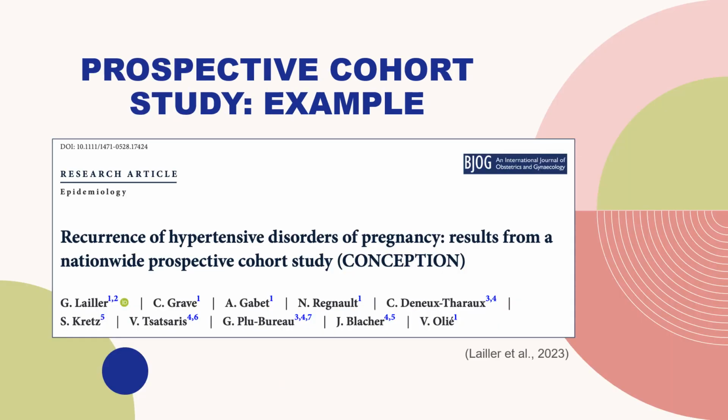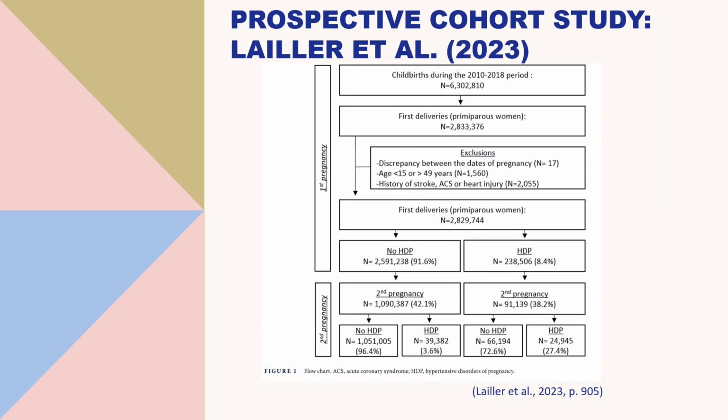This example is of a prospective cohort study, "Recurrence of hypertensive disorders of pregnancy: results from a nationwide prospective cohort study." Lyler et al. conducted a prospective cohort study to determine the risk of developing a hypertensive disorder during a second pregnancy among those who had developed one during their first pregnancy. Hypertensive disorders of pregnancy include gestational hypertension and preeclampsia.